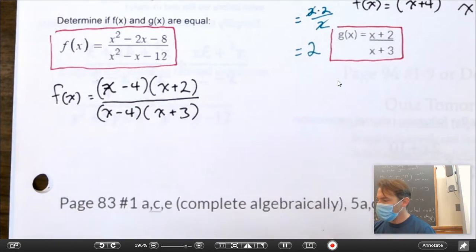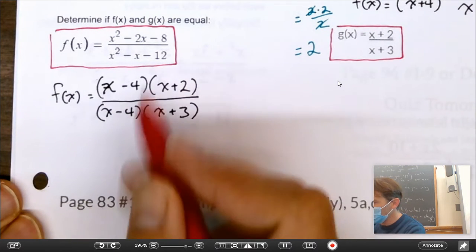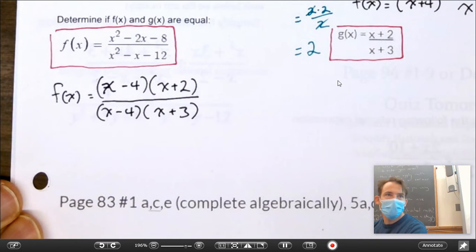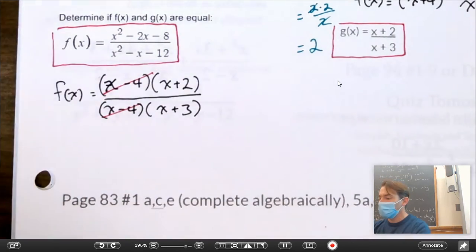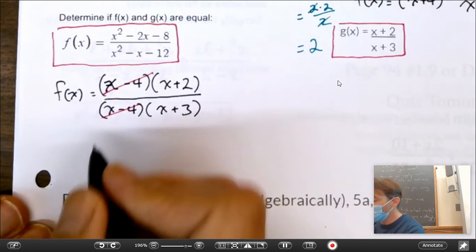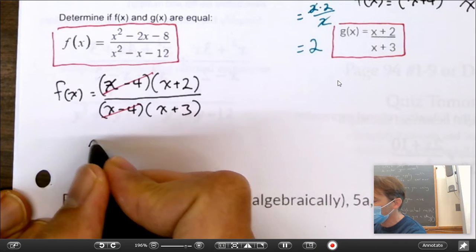So now I notice that I can cancel some factors. So what would I cancel here? Aiden. The x minus 4. These x minus 4s will cancel top and bottom, that factor. However, it still gives me restrictions on the domain. So what restrictions would you say f of x has?